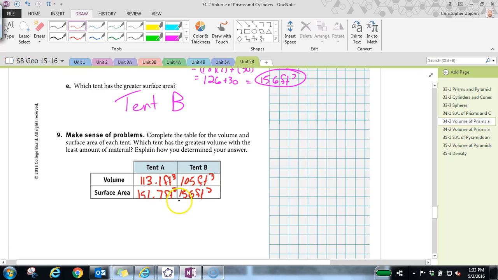So if we compare these two, which has the greatest volume with the least amount of material? Well, I think we're looking at tent A.